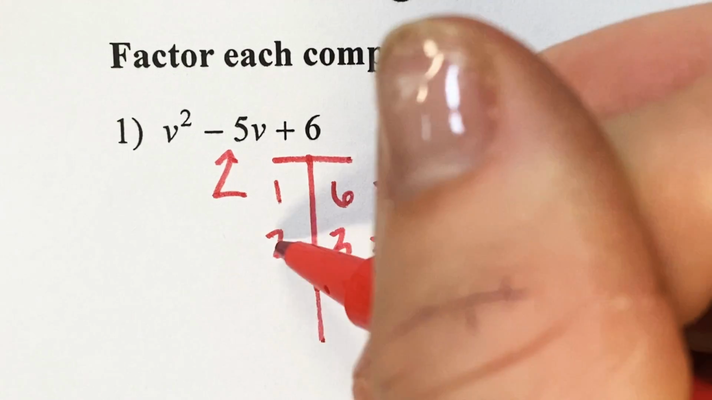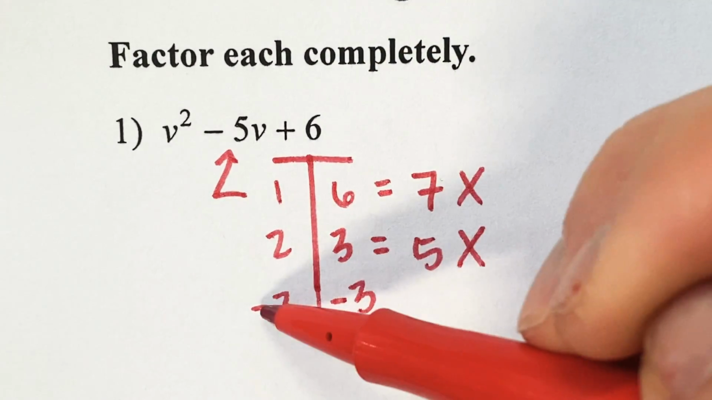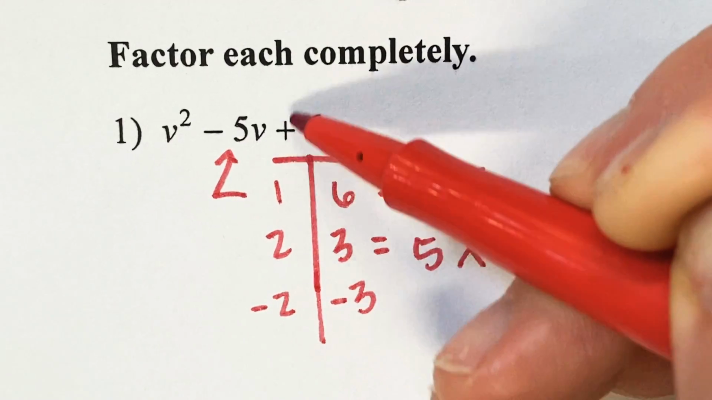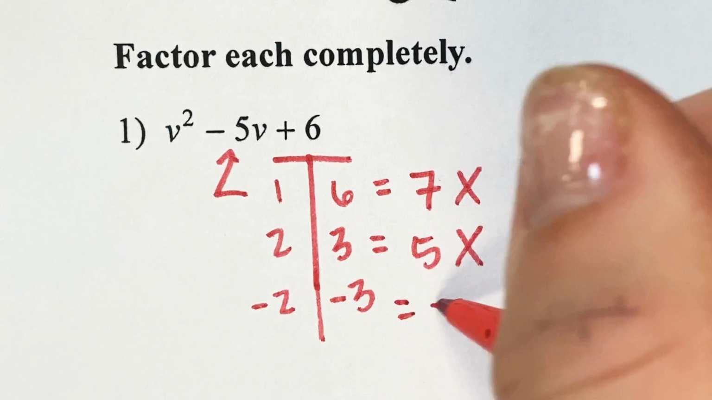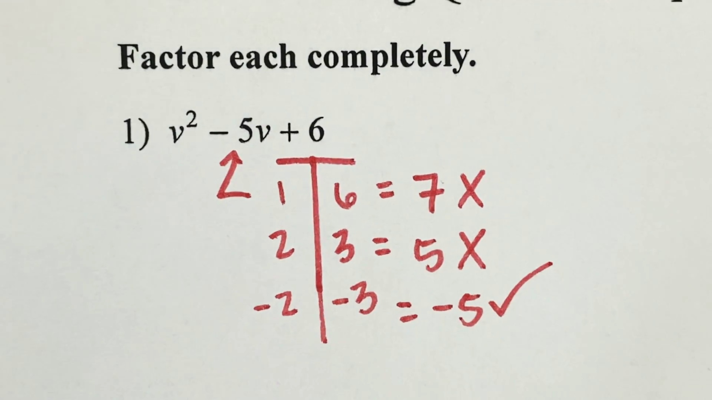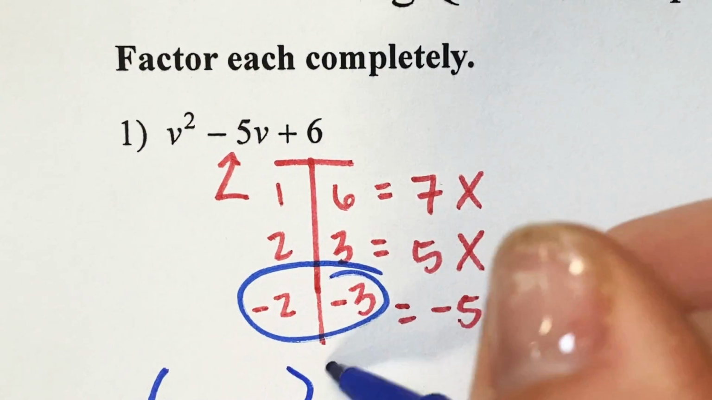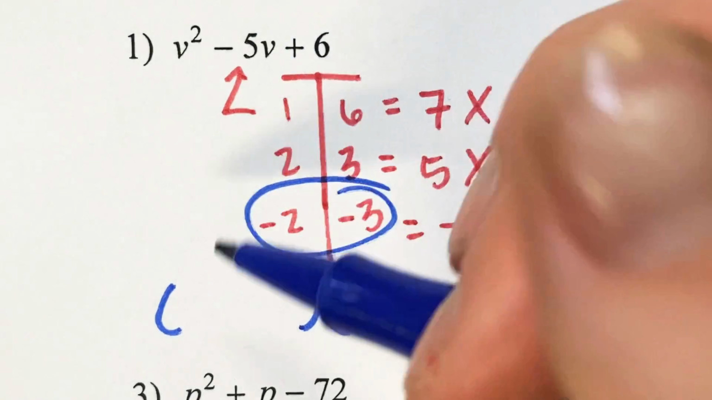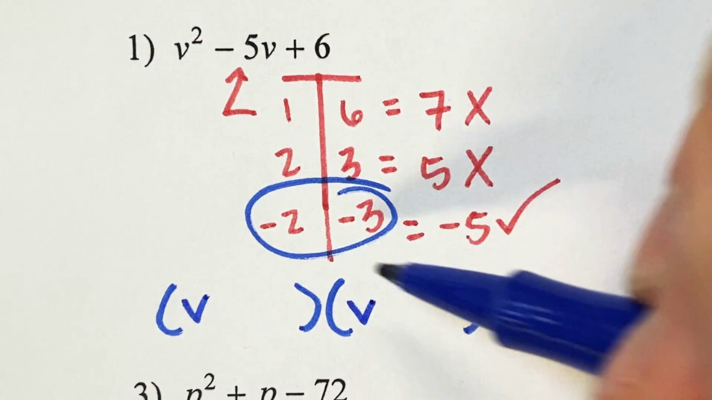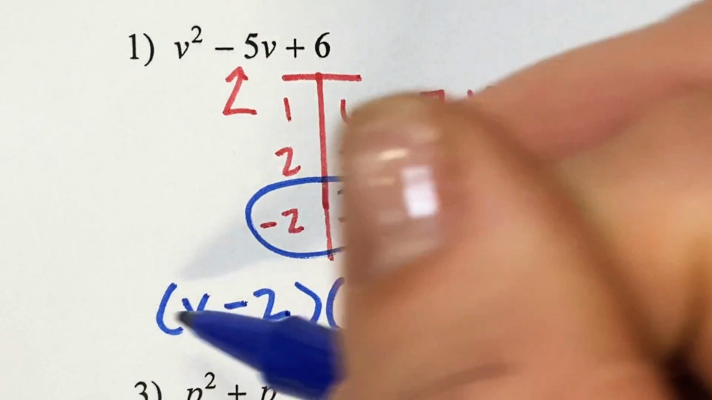Well, what about a negative 2 and a negative 3? Because remember, a negative times a negative will still give me a positive. But negative 2 minus 3 more, now we get negative 5. So once we have our two numbers, we can go ahead and just put them in our parentheses. Our variable goes in front, so this time it's a v. So v minus 2 in one, v minus 3 in the other.